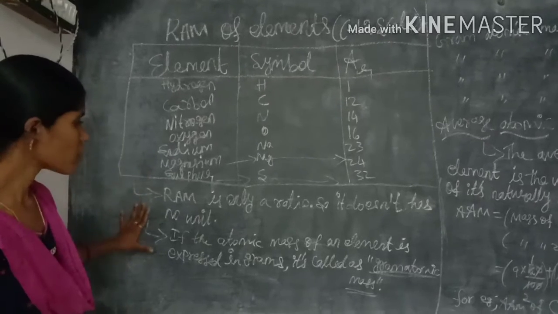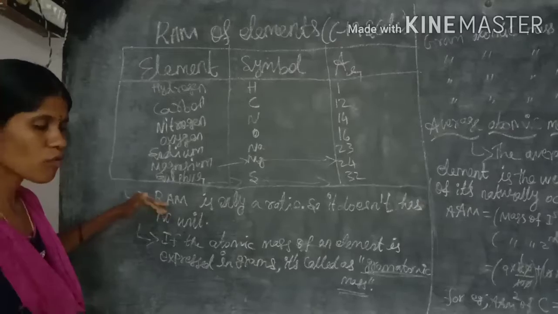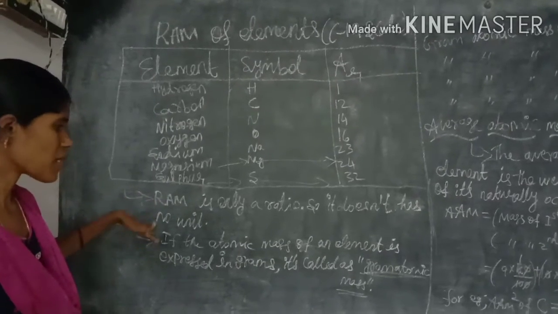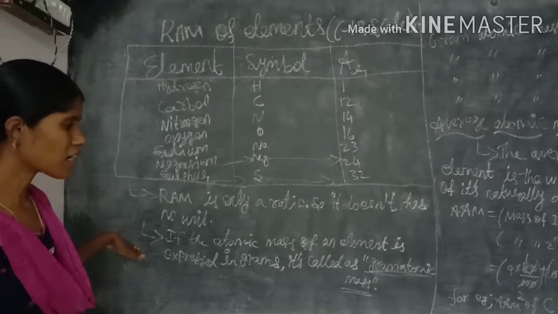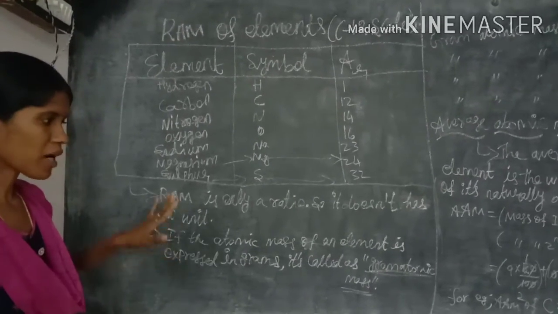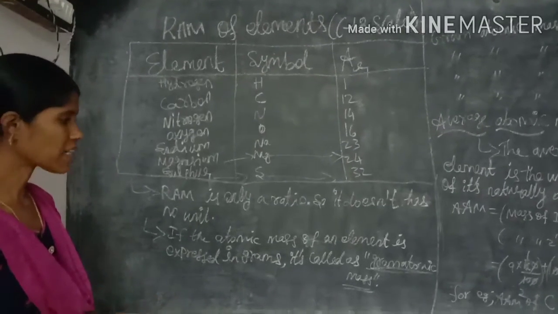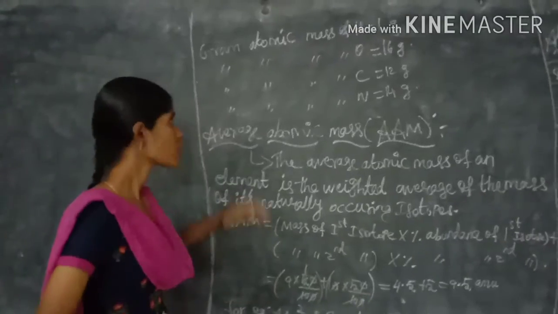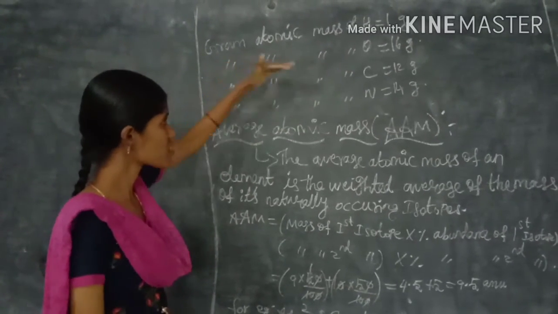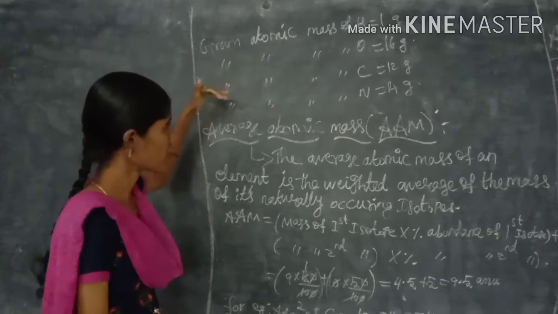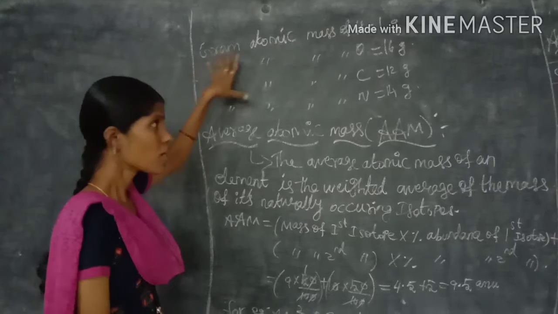If the atomic mass of an element is expressed in grams, then it is called gram atomic mass. So the gram atomic mass of hydrogen is 1 gram, oxygen is 16 grams, carbon is 12 grams, and nitrogen is 14 grams. These are the gram atomic masses of some elements.